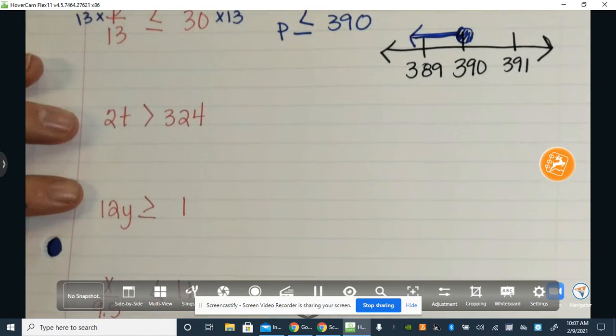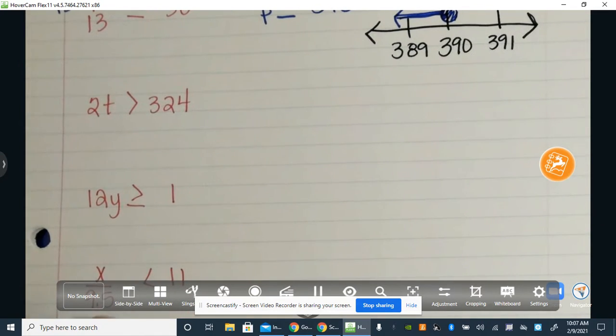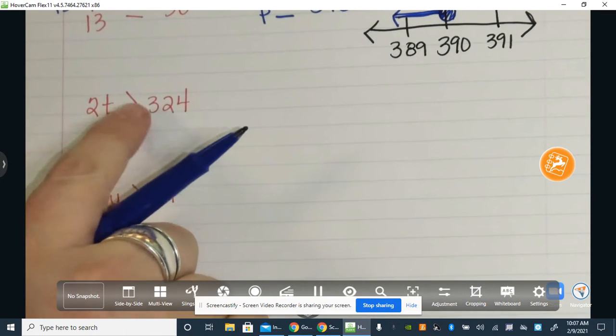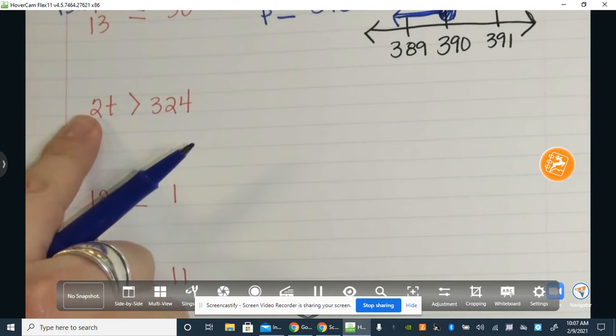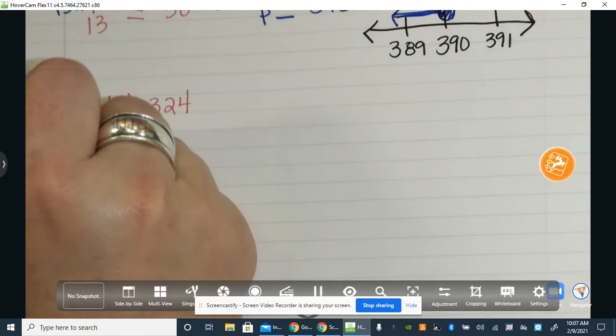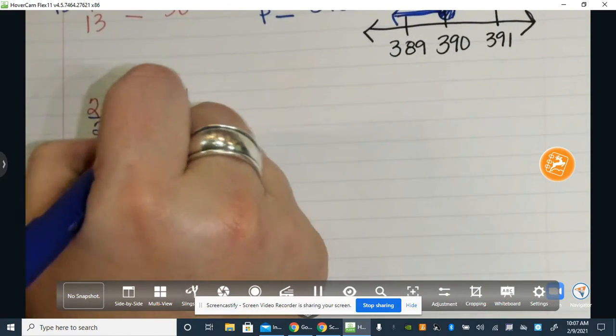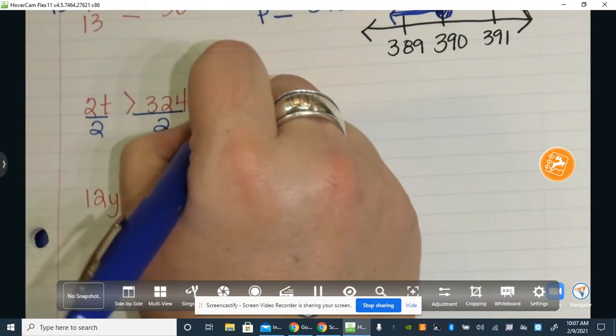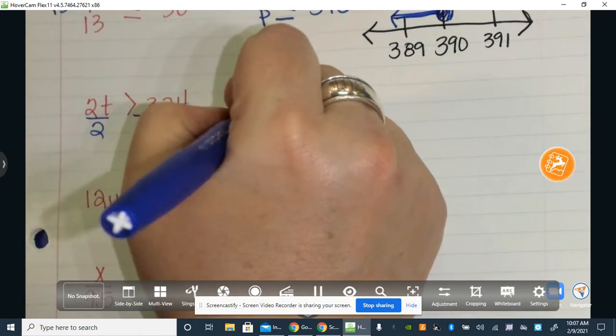Okay, looking at my next one, so you have 2t is greater than 324, so 2 times what gives me something greater than 324. I need to get rid of this 2, so I divide it out. Divided by 2 there, divided by 2 there. I'm left with t, symbol stays, greater than.